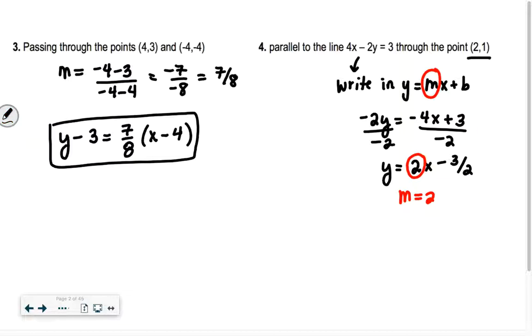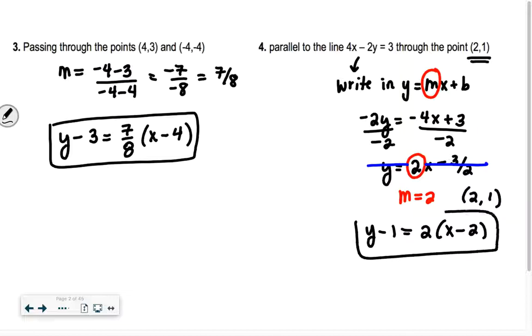And then now we're going through this point 2, 1. So a lot of times I have students just cross out the rest of that because they're so tempted to use that negative 3 over 2. So just cross it out. We don't need any of that. All we were looking for was the slope. So we're going through the point 2, 1. So we have y minus 1 equals m, which is 2, times x minus 2. And that's it.